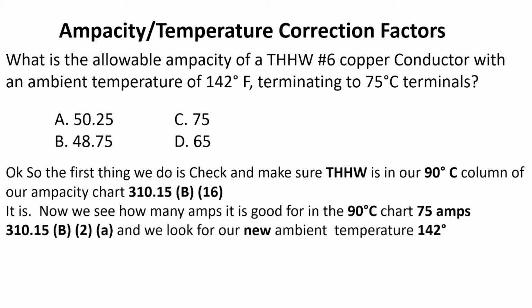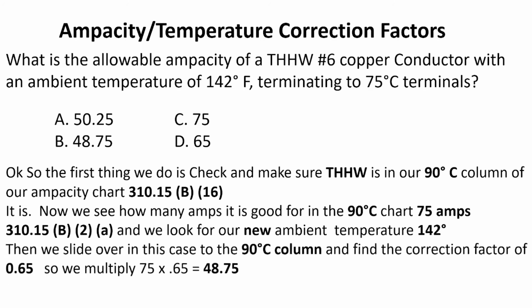So now we head to 310.15B2, which is our ambient temperature correction table, and we're going to search for our new temperature of 142 degrees. It falls in between the 140 and 149. We find that our correction factor is 0.65. So we just multiply 75 amps by 0.65. Our new allowable ampacity for this wire is 48.75. So we select B.